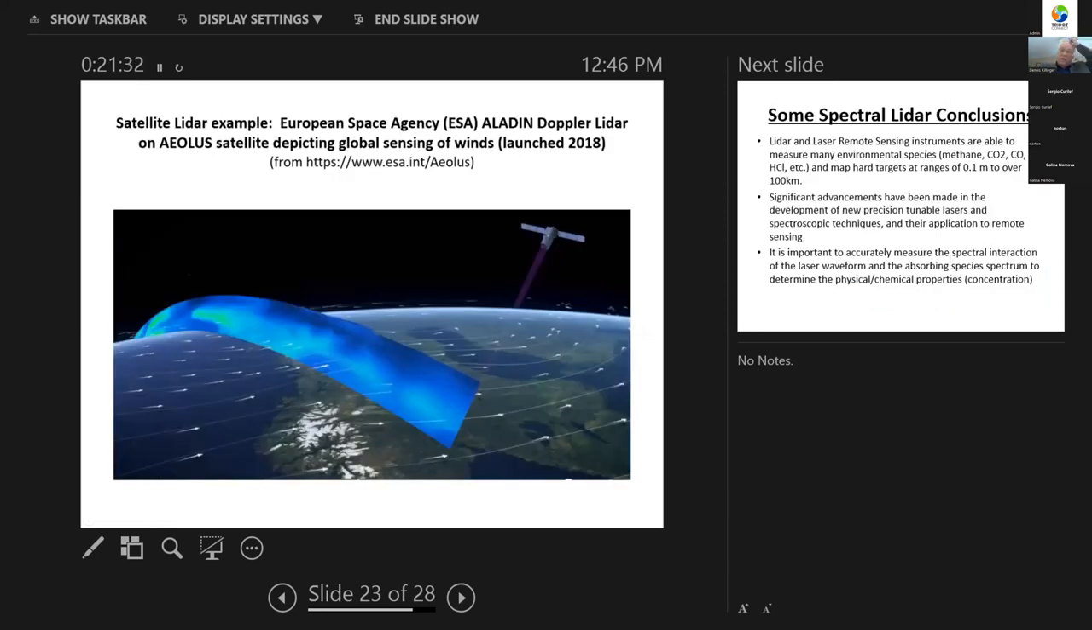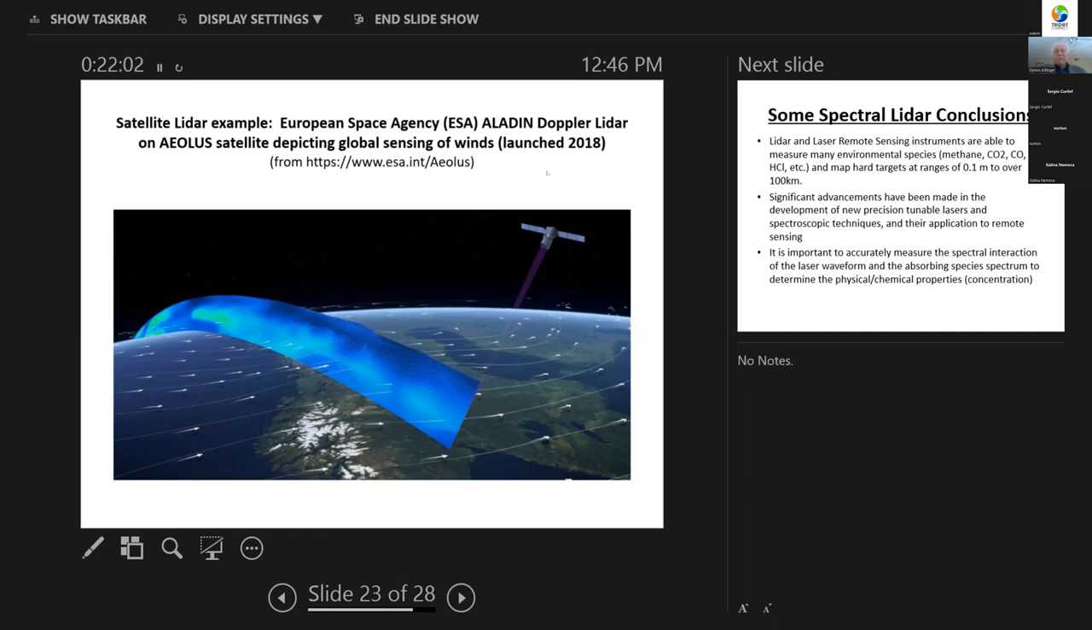This is from the ESA Aeolus Doppler Lidar system, and this was launched by the European Space Agency in 2018. And I put this in because this has such a nice picture of the Earth, and then the Doppler, the wind speed that they're able to measure, and then the satellite. I just like that sense of that. But with that, they're able to sense global sensing of winds.